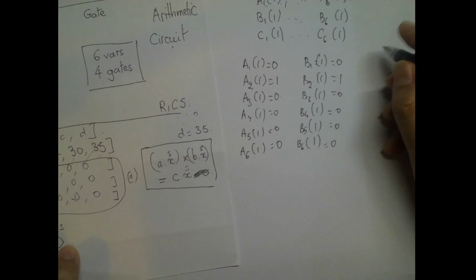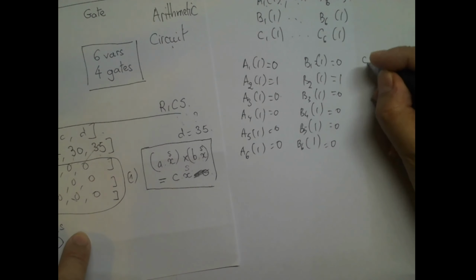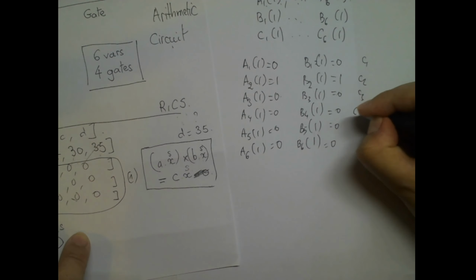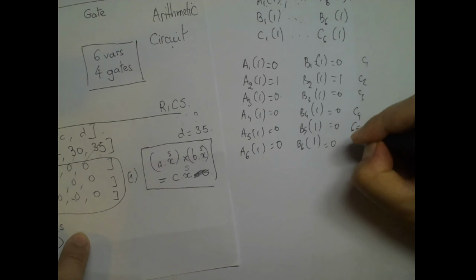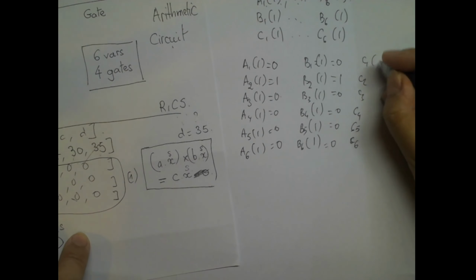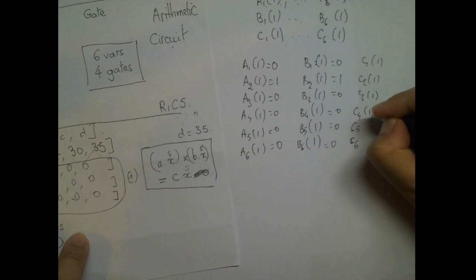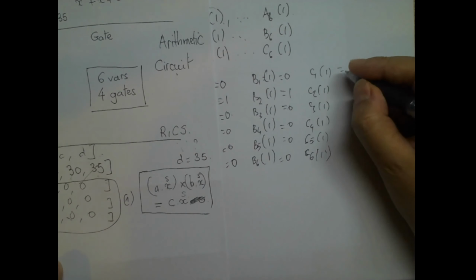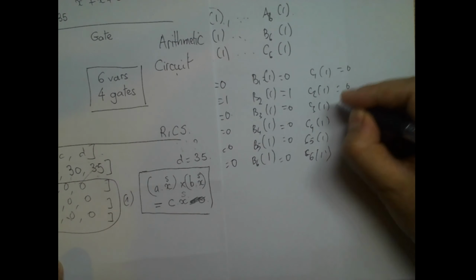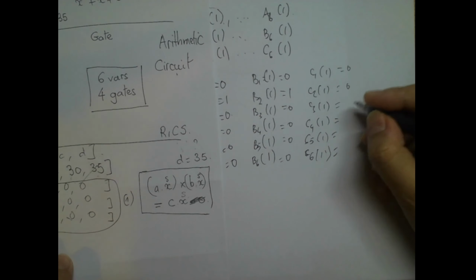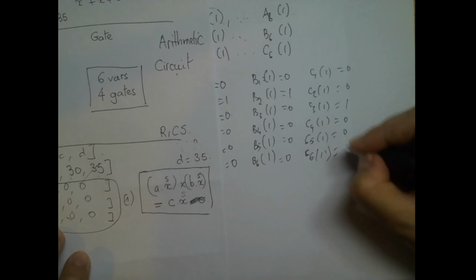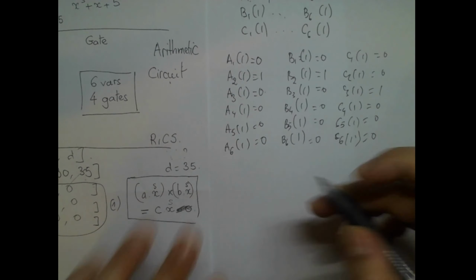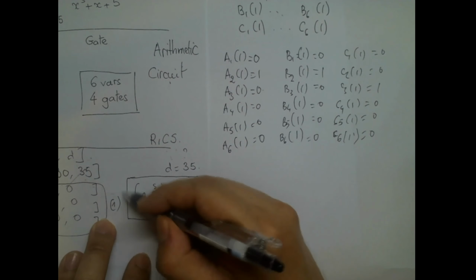Okay, you can do C as well, right? C1, C2, C3, C4, C5, C6, evaluate at 1, and that should give you this one. So 0, 0, 1, 0, 0, 0. Right. And then that is for the first set.